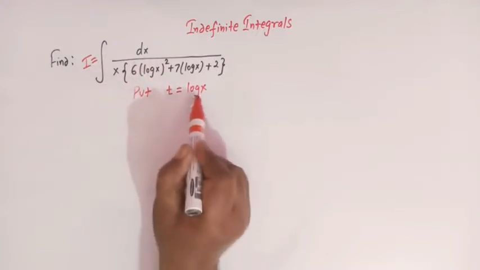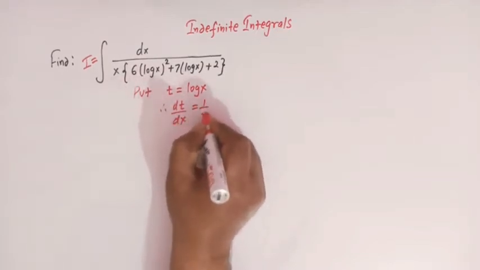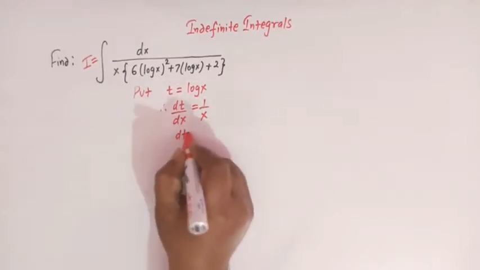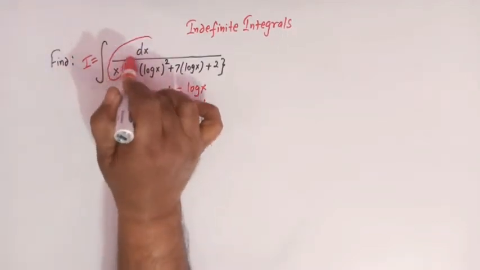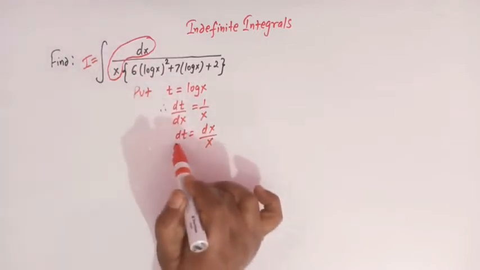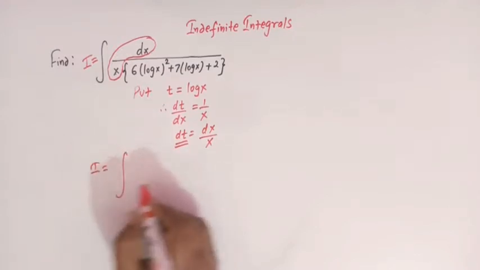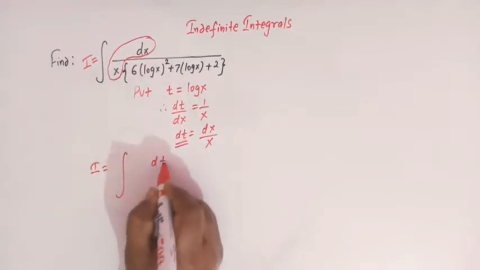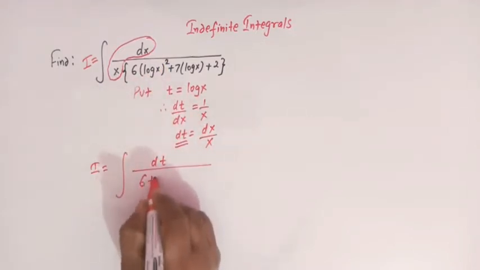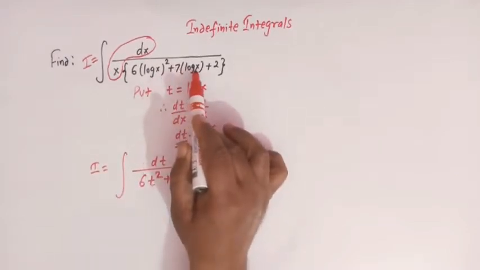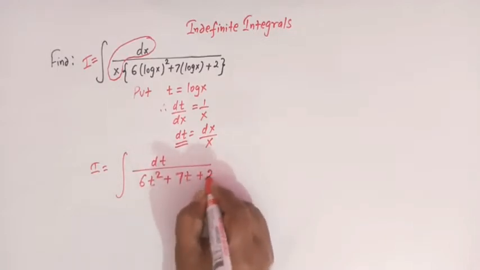So we'll take t is equal to log x. Therefore dt over dx is equal to 1 over x, and dt can be written as dx over x. So this term dx over x can now be replaced by dt. Now our integral can be rewritten as dt over 6 log x square, and since log x is t, we have 6t square plus 7t plus 2.